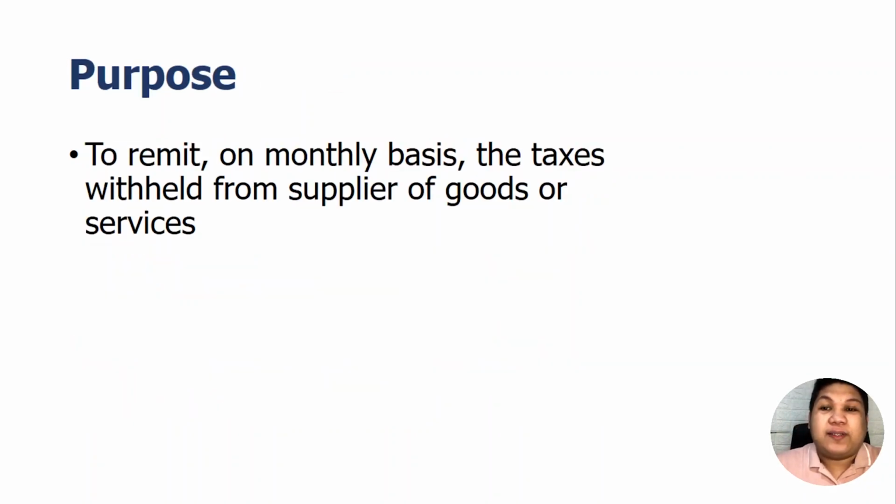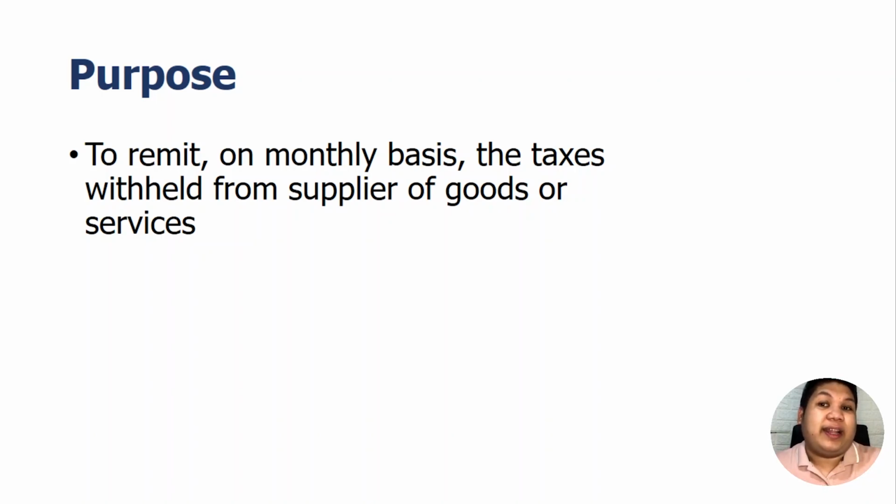So the purpose of the BIR Form 0619E is to remit on a monthly basis the taxes withheld from suppliers of goods or services. So again, if you are a withholding agent, for example, you are consulting someone and you are paying him or them a professional fee, then you are required to withhold a certain percent. It's either 5%, 10%, or 15%. So you're required to withhold this certain rate.